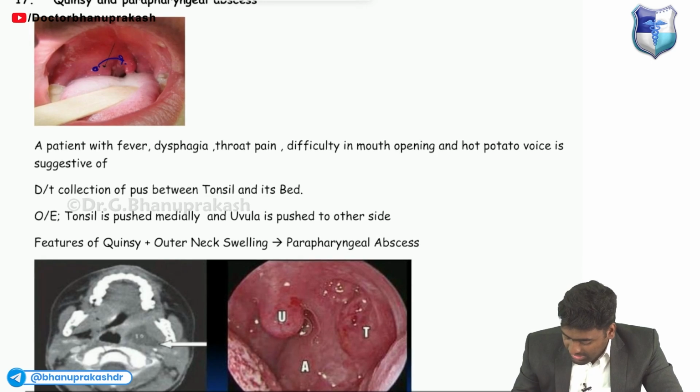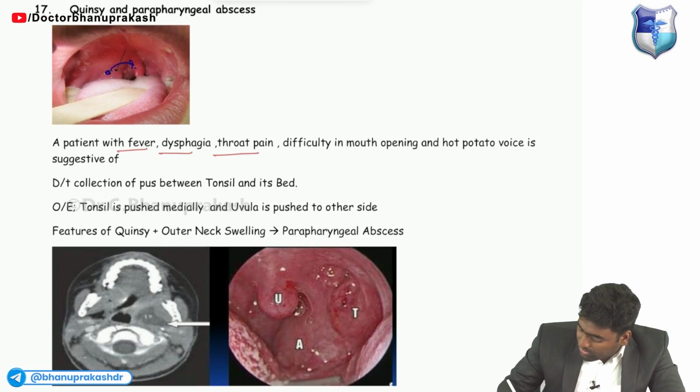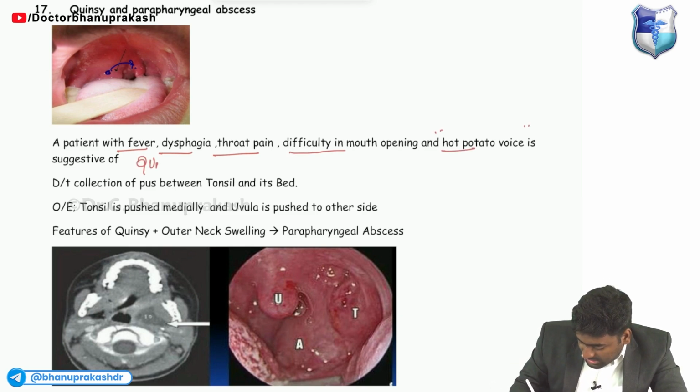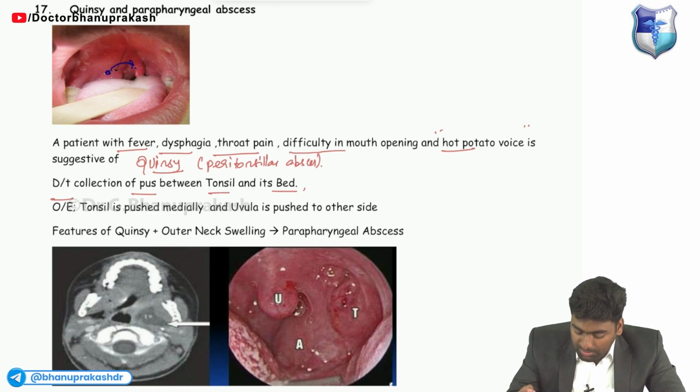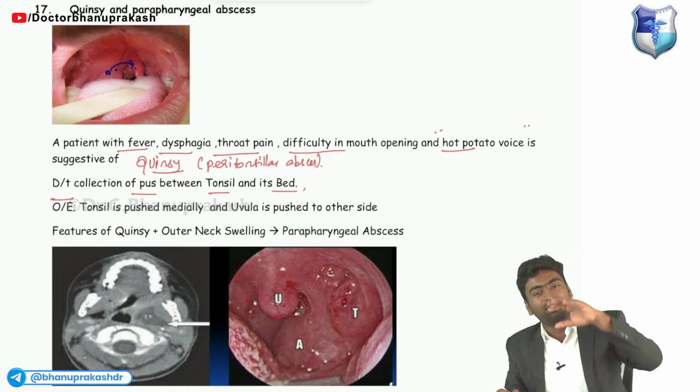This is quinsy. There is a patient with features of fever, dysphagia, throat pain, difficulty in mouth opening and hot potato voice. This is suggestive of quinsy, also known as peritonsillar abscess. What is that? It is due to collection of pus between the tonsil and its bed. On examination you will be able to see this tonsil pushing the uvula to the opposite side.